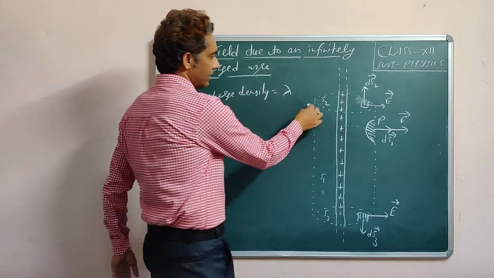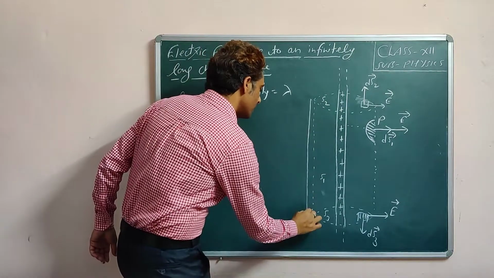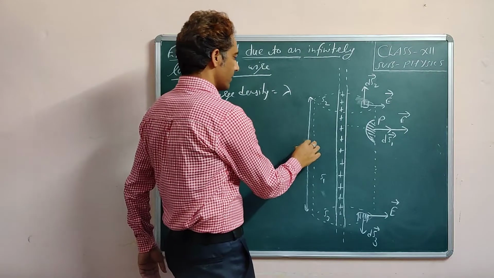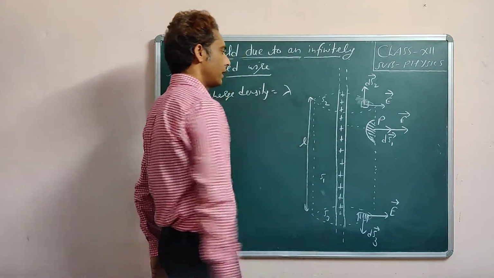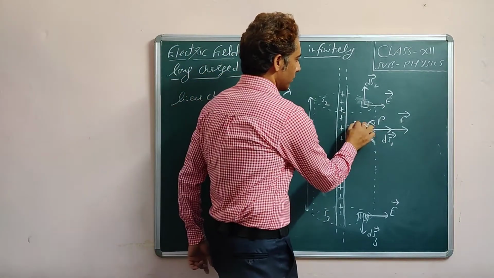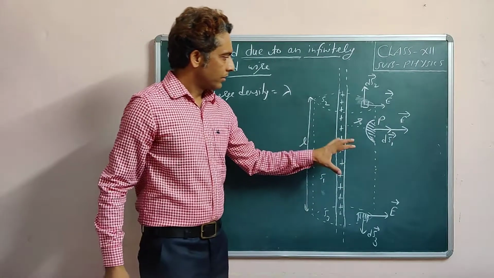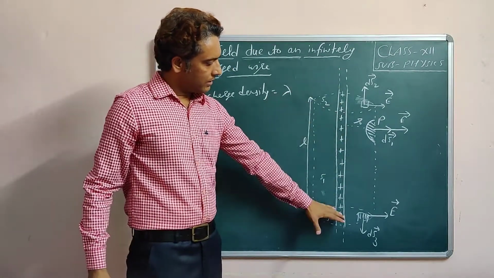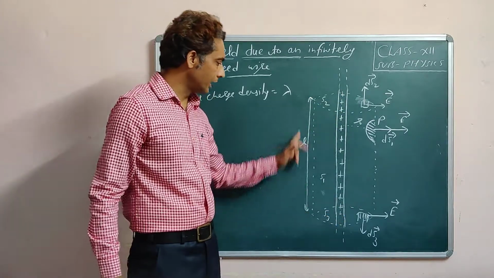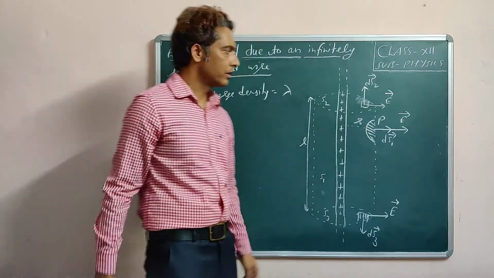Now I have taken this portion of the wire of length L. This wire is of infinite length, so I have considered this portion which is of finite length and let this length be L. This is the perpendicular distance of the point where we are finding electric field intensity. So this Gaussian surface, you can see it is cylindrical in shape of length L and radius R. This is the radius of the cylinder.